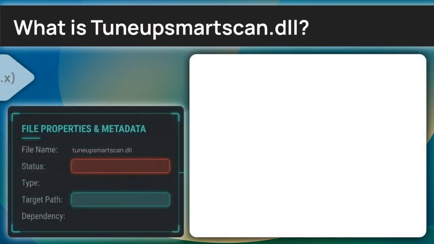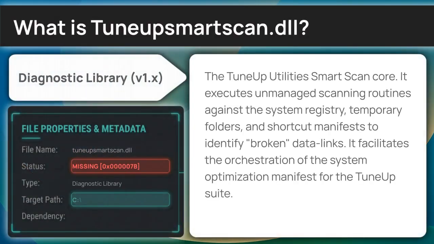This is the TuneUpsmartscan, the TuneUp Utilities Smart Scan core. It executes unmanaged scanning routines against the system registry, temporary folders, and shortcut manifests to identify broken data links. It facilitates the orchestration of the system optimization manifest for the TuneUp suite.